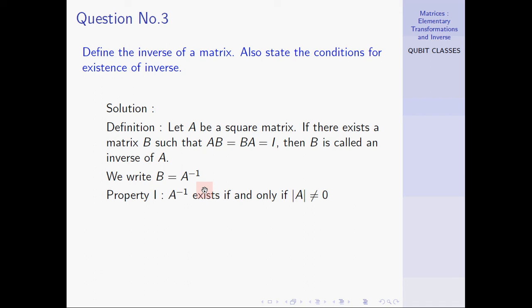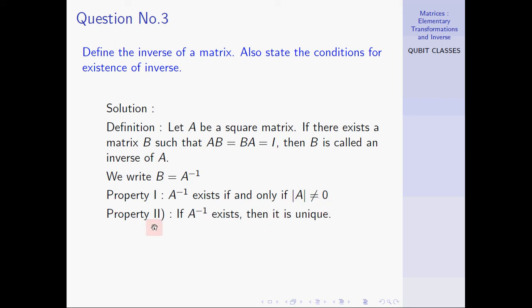Okay, now we will see the properties of the inverse. A inverse exists if and only if the determinant of A is not equal to 0. So this statement implies that only square matrices have an inverse. If the number of rows in a matrix and the number of columns in a matrix are unequal, then the matrix will not have an inverse because it won't be a square matrix. Now given that the matrix is a square one, A inverse will exist only if the determinant of that matrix is not equal to 0.